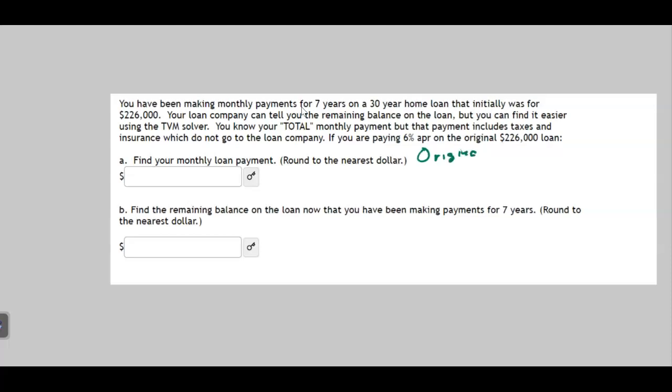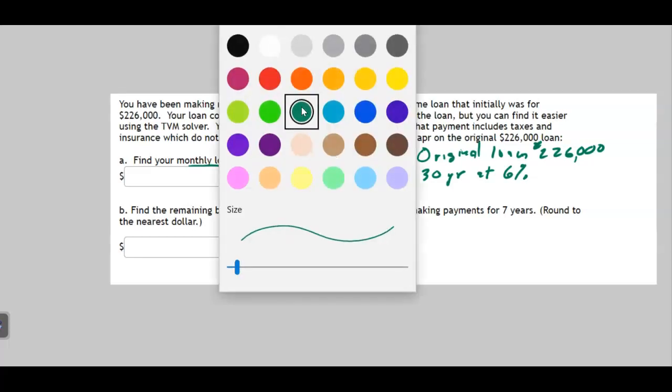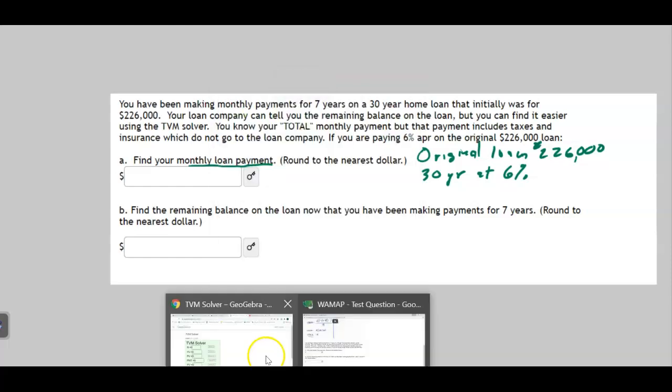Your original loan was $226,000. You don't owe that anymore, but your monthly loan payment is based on your original loan. That's 30 years at 6%. So in order to do that, we'll take a look at the TVM solver. So let's get that TVM solver up.